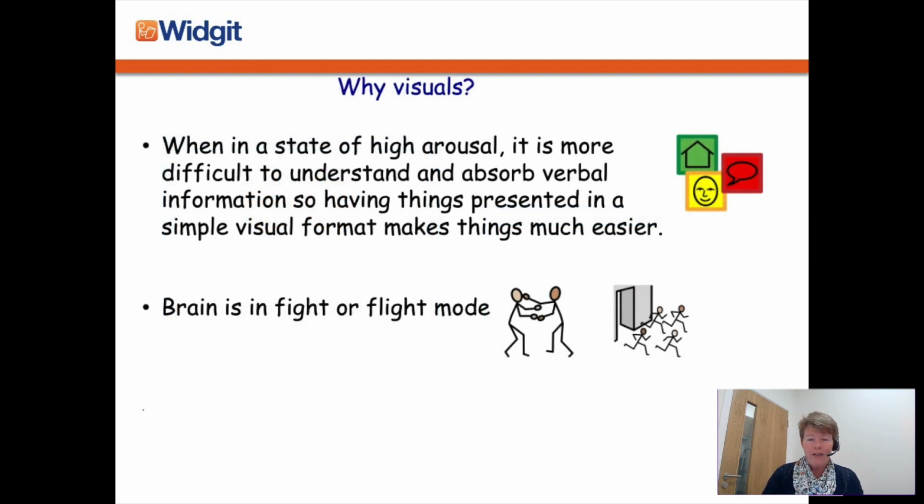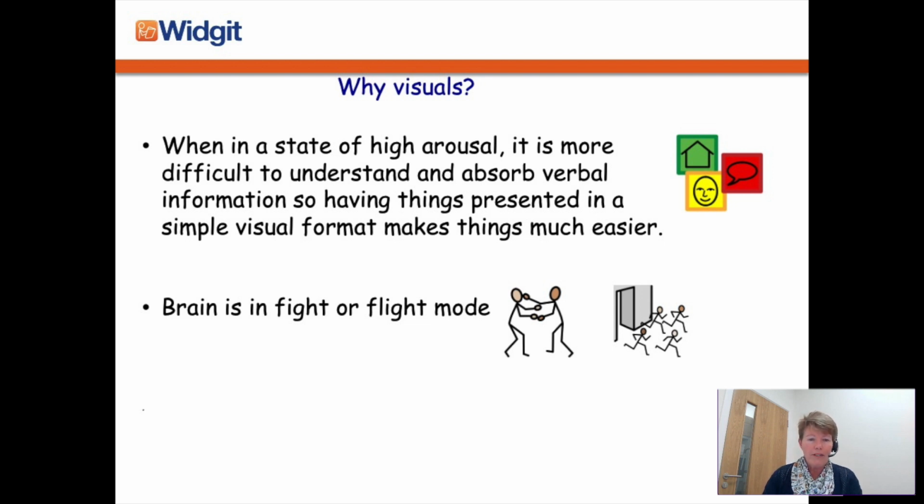I'm sure many of you will be aware of this, how it is really difficult to understand and absorb verbal information when you are in a state of high arousal. That can be anxiety, that can be frustration, that can be anger, that can be sensory processing overload or difficulties, because our brain goes into what's called reptilian mode. So the back of our brain, the reptilian part, takes over the central executive, the front thinking part, and it makes it really difficult to process language.